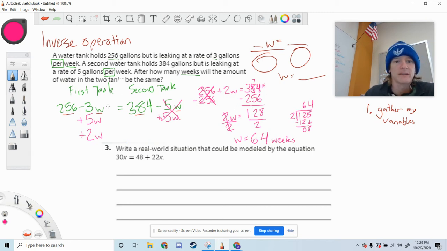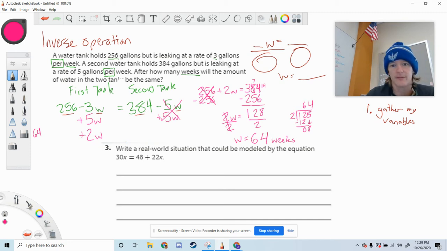Okay. So there you have it. We could go back and we could check. We could do 3 times 64 and do 256 minus that. I'll just do that in a calculator. I don't want to hold up too much time. So 3 times 64 is 192. 256 minus 192. So on the left side, there's 64.